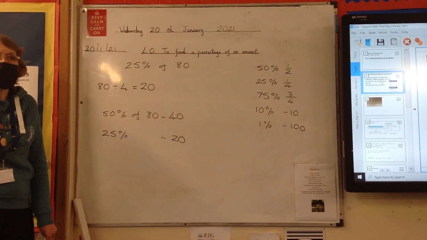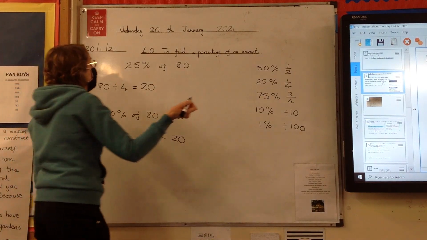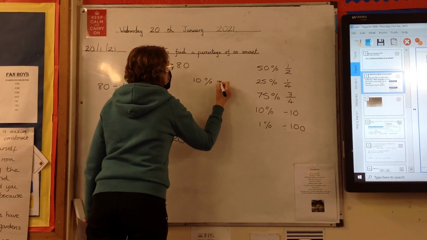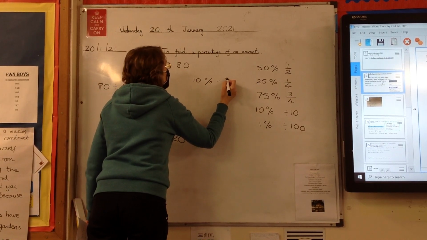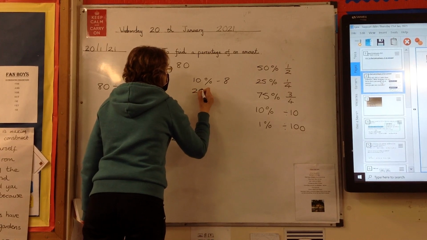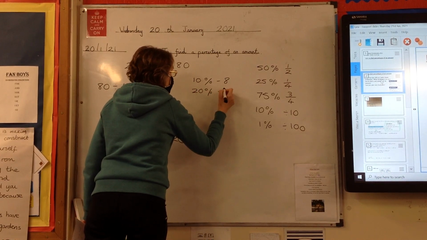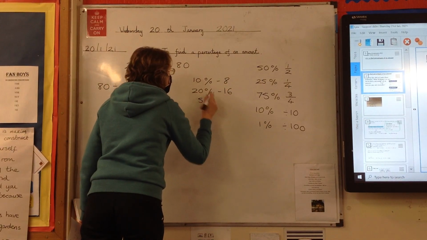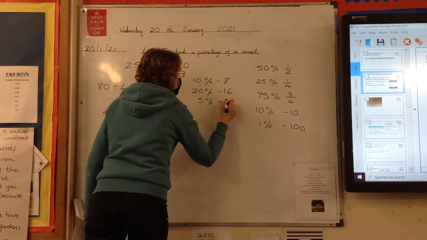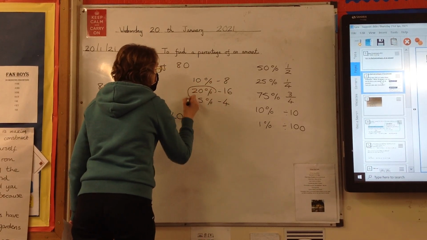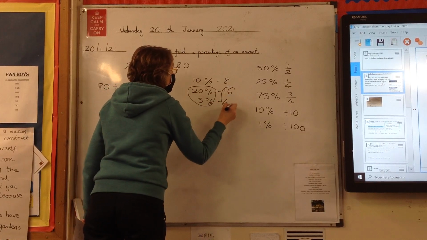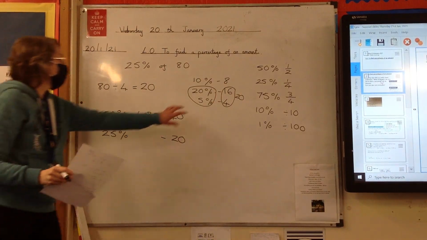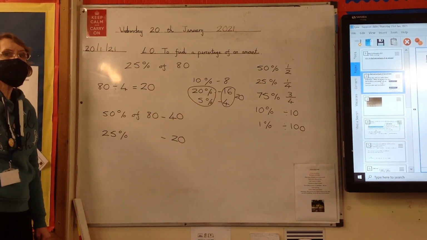You could also, though I didn't notice anybody do this one, have found 10%, dividing 80 by 10, which is 8. And then from that you can find 20%, which will be 16, so it's twice as much. And then you can find 5%, which is half the 10%, which is 4. So we've got 20 and 5 make 25, 16 and 4 make 20.